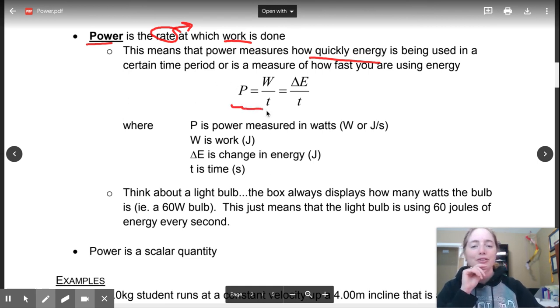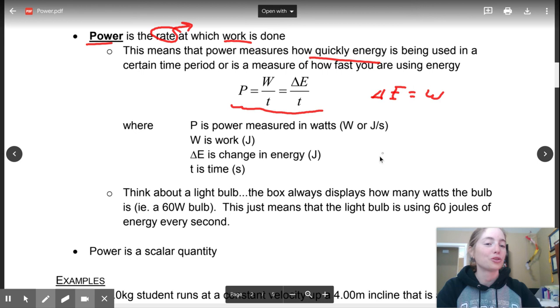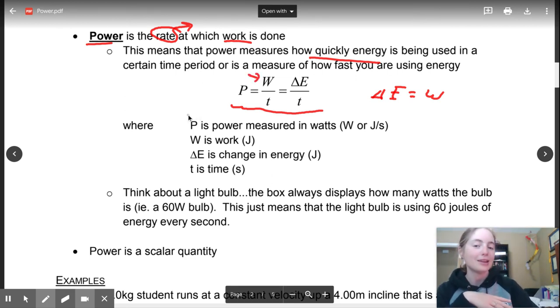So here's your equation. Power is either work over time or delta E over t. Now remember, from your previous lessons, that a change in energy is equal to work. So there's two different ways that you may be exposed to a power question. You may be asked to calculate work, as in force times distance times cosine theta, to get power, or you may be given a scenario where energy is changing, and then you would have to calculate a change in energy, be it potential or kinetic or what have you, to calculate power.